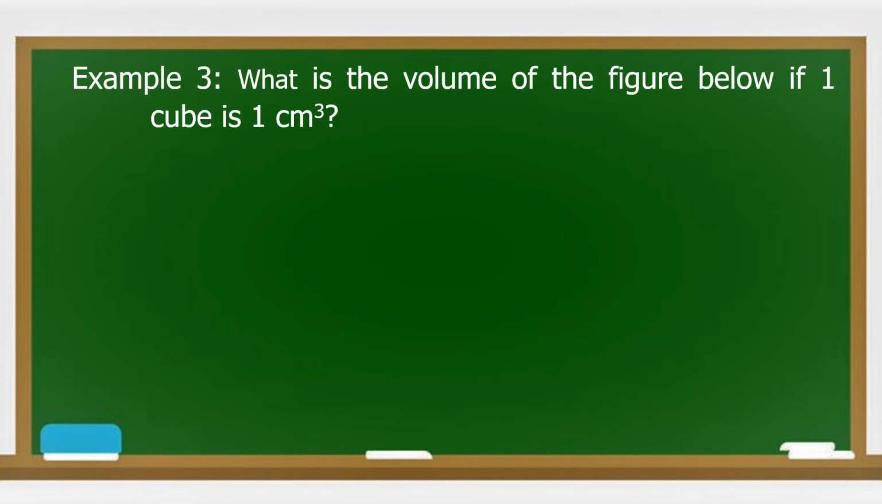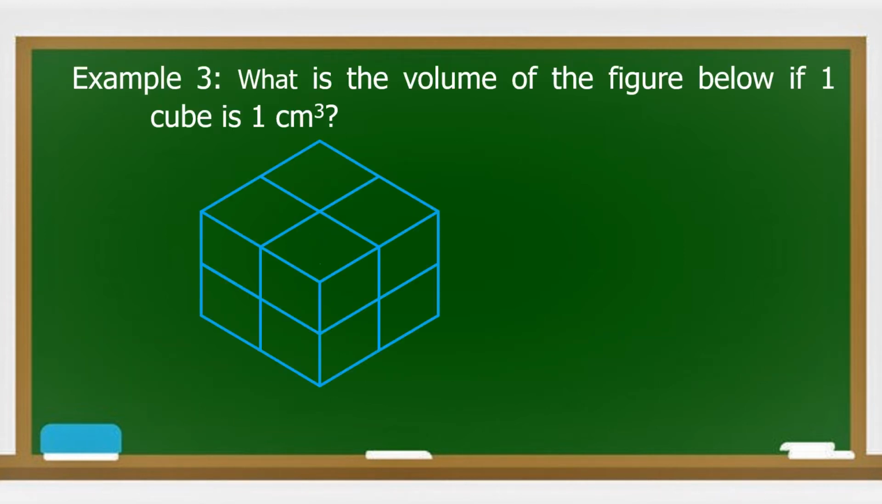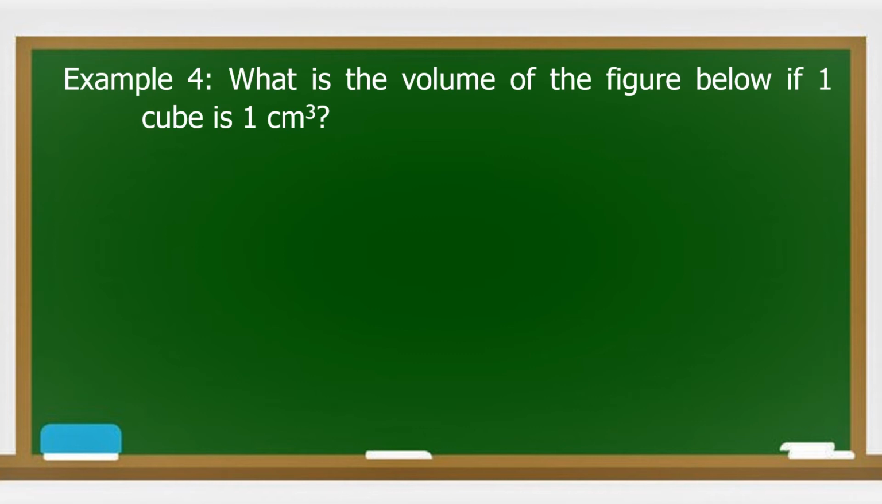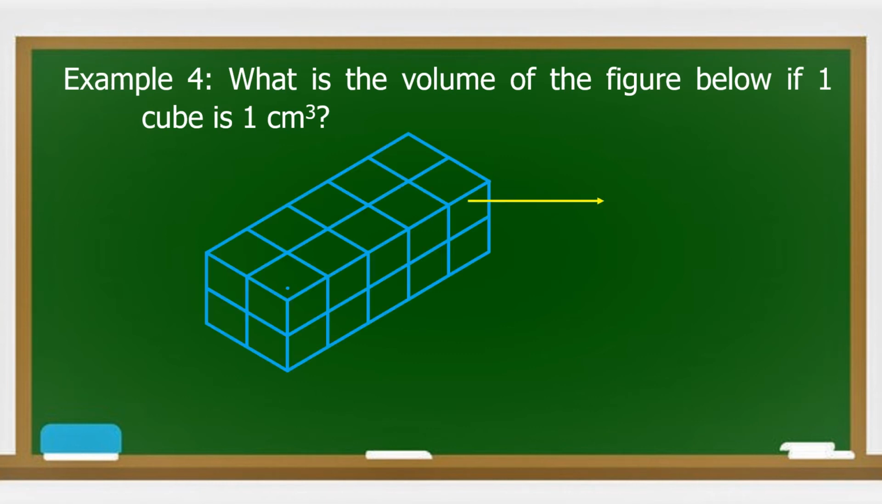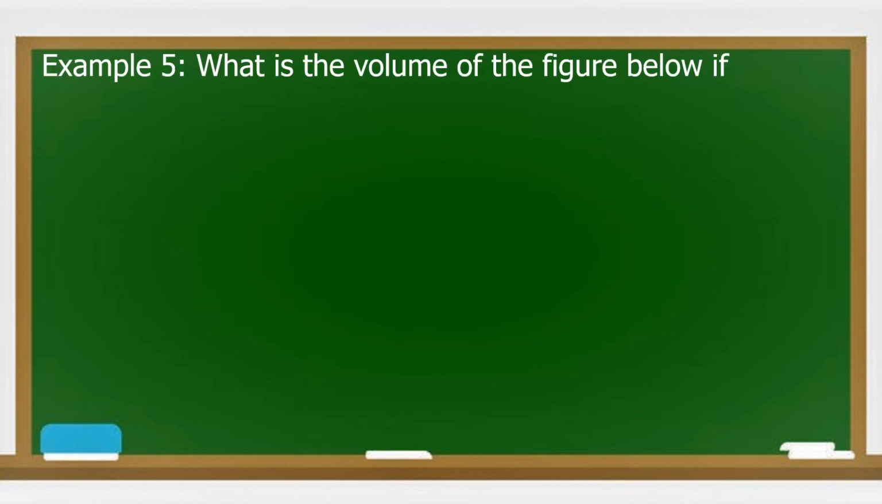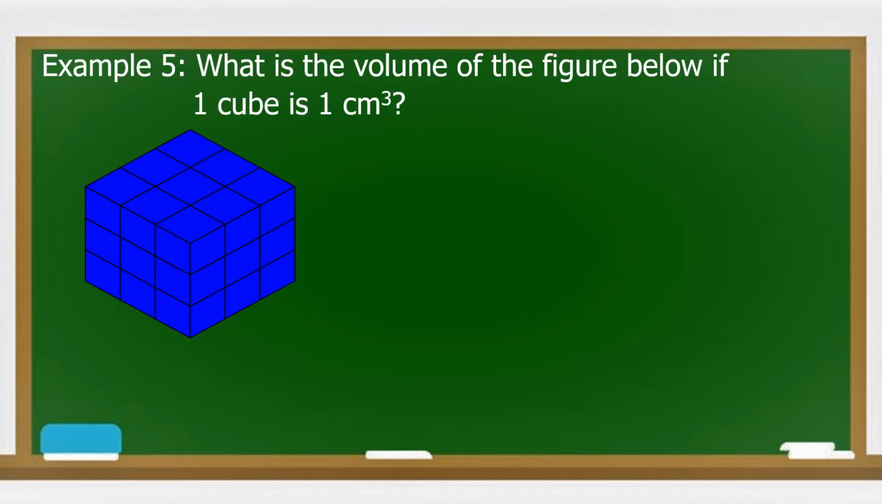Example 3. What is the volume of the figure below if 1 cube is 1 cubic centimeter? Answer. 8 cubic centimeters. Example 4. What is the volume of the figure below if 1 cube is 1 cubic centimeter? Answer. 20 cubic centimeters. Example 5. What is the volume of the figure below if 1 cube is 1 cubic centimeter?